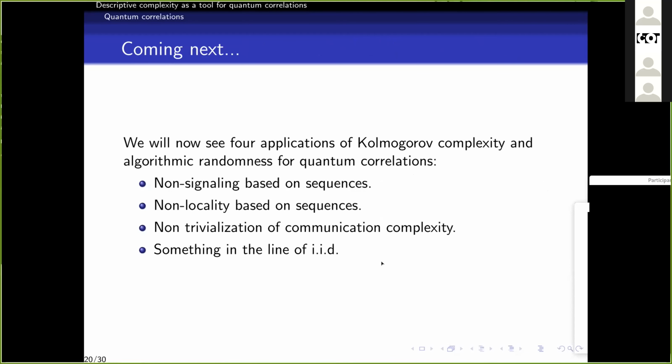First is a way to define non-signaling based on sequences. The second one is a way to define non-locality. Then I will talk a little bit about the principle of non-trivialization of communication complexity and how it can be modified to take into account strings. And then something along the lines of IID, because now we don't have IID, we have strings that may be correlated. So let's try to define something similar to IID to work with.